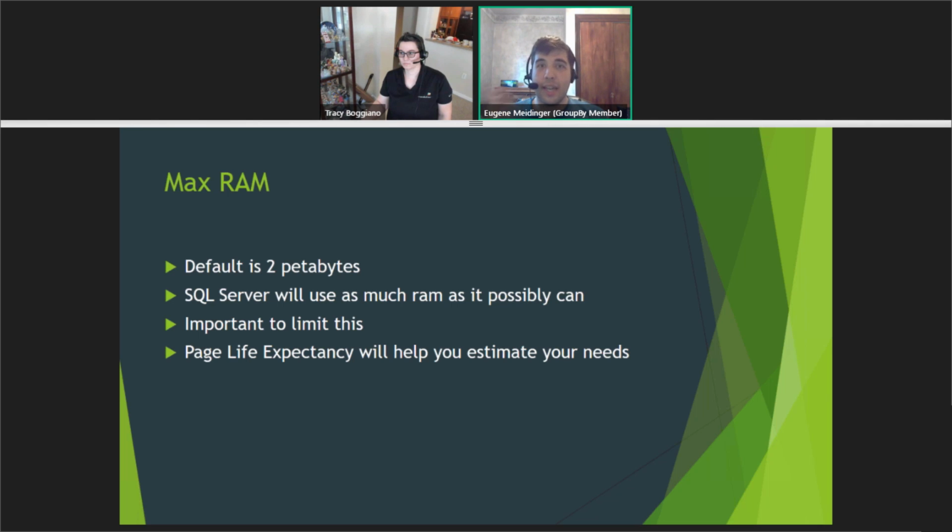So you have a regular instance and a named instance. Well, I've seen situations where those two are just beating each other up, fighting for RAM, right? Because no one ever set max RAM on either of those instances. So you want to limit that.